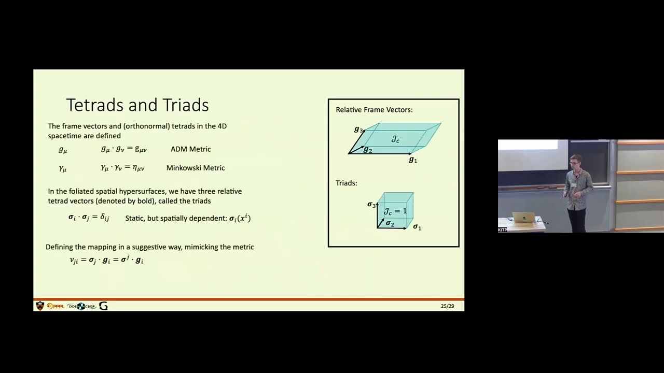So what are the tetrads that we're going to use? First, we were already working with frame vectors. These dot together to give you your curved space, or your ADM metric. And we're going to define via relations of vierbein fields a local tetrad frame, which is orthonormal. This is essentially going from a problem in a 3D spatial hypersurface, your unnormalized volume J C from the relative tangent vectors, to your now normalized volume in your triads in terms of these sigmas.